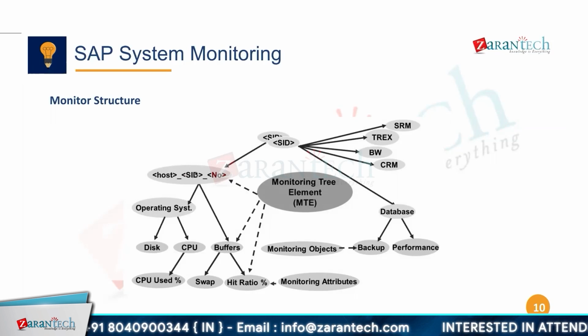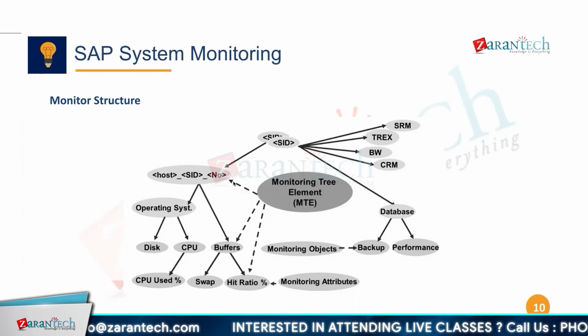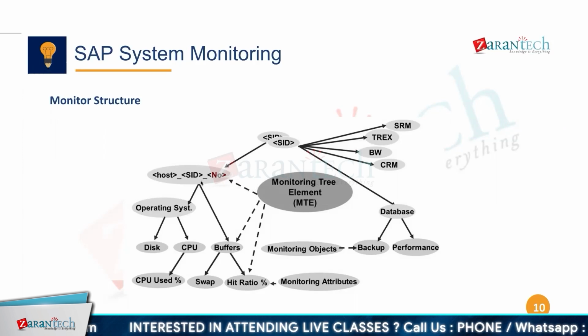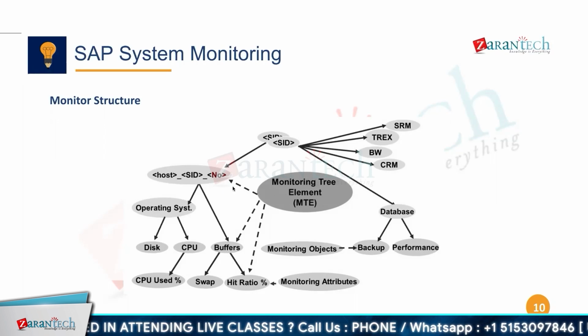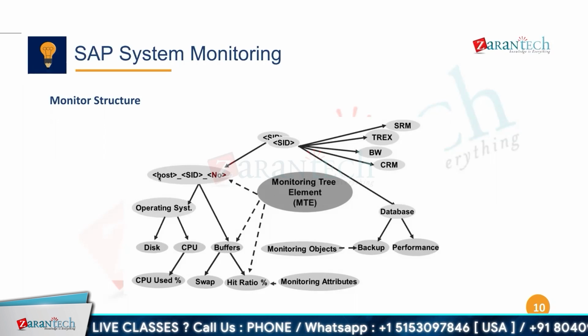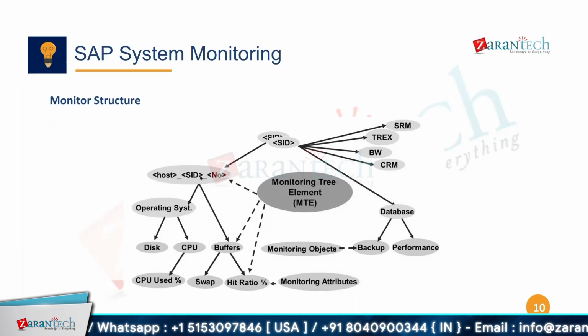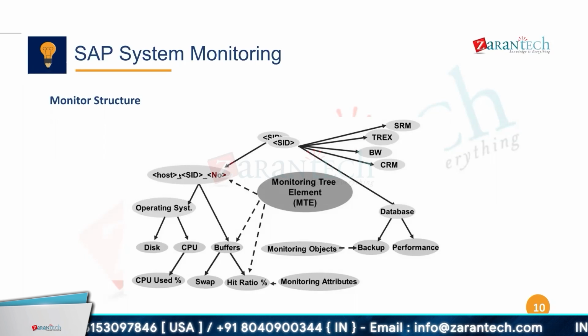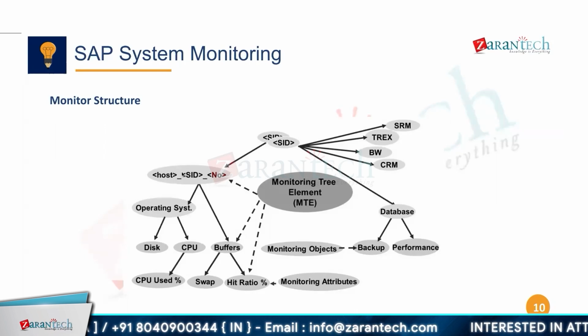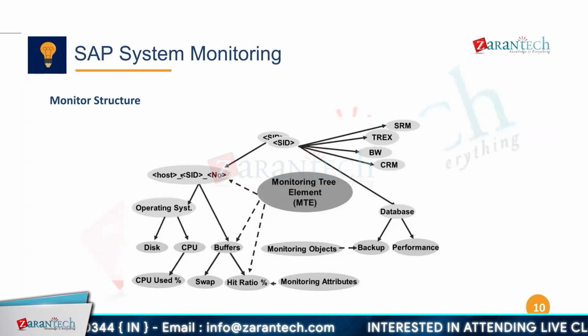So in this tree, for any server, what are the important aspects? I'm talking about this one, guys, the first one: monitoring tree element host. Which means you are monitoring a host server. So what are the important aspects you monitor in that?